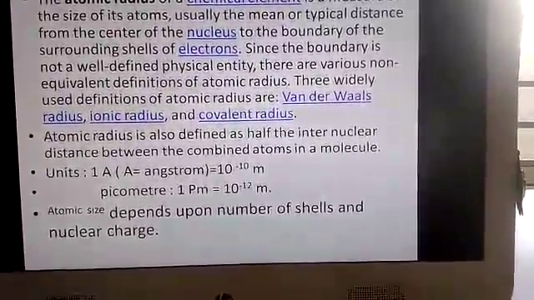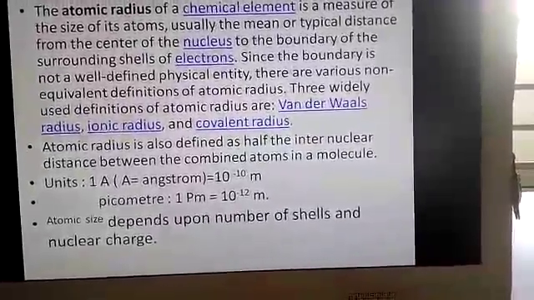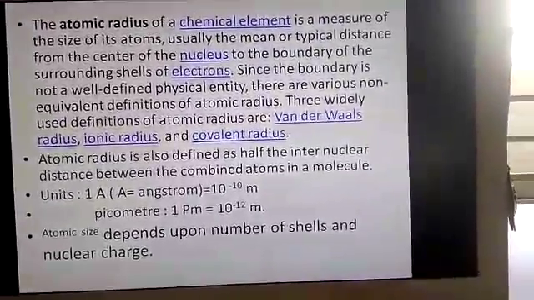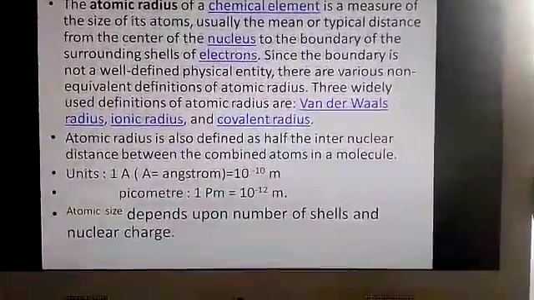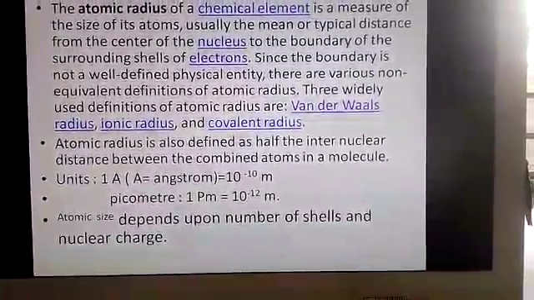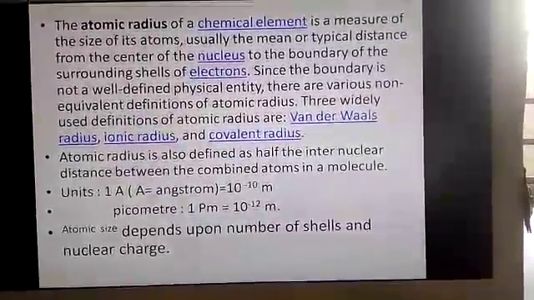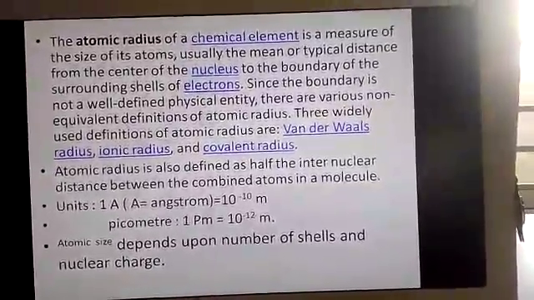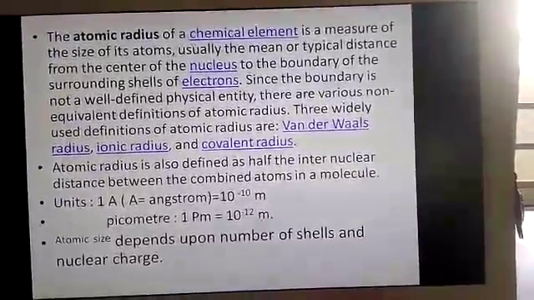Then what are the units of this atomic radius? It is angstroms. So we measure it in angstroms. 1 Å equals 10 power minus 10 meters. And picometer, 1 pm is what? When it converts to picometers, it is 10 power minus 12. If we are measuring in angstroms, it is 10 power minus 10 meters, and in picometers, it is 10 power minus 12.